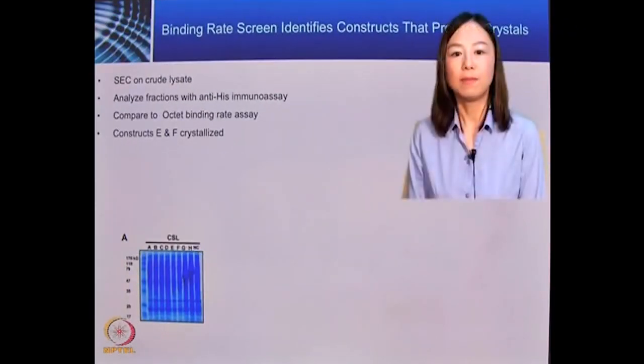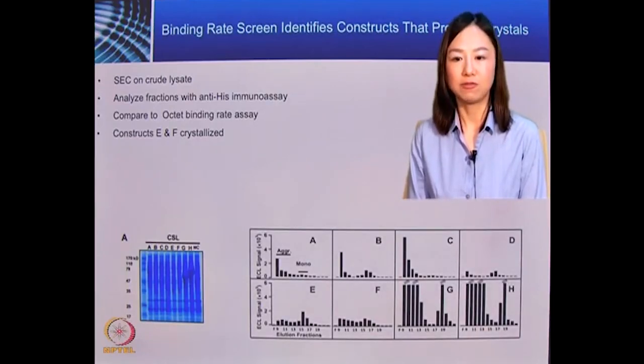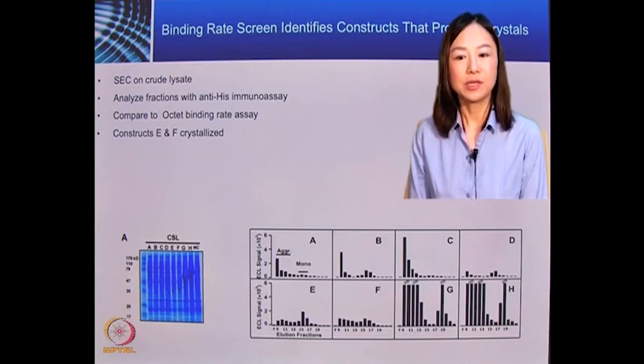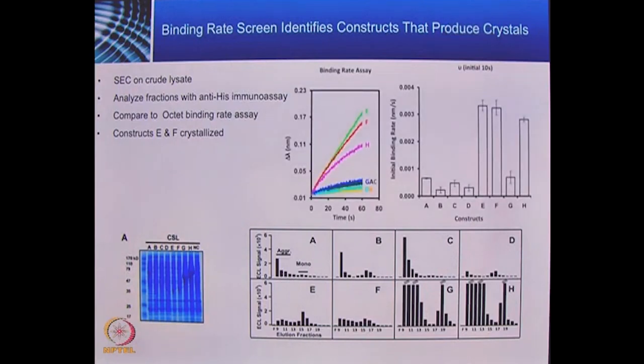In this particular research, the researchers first perform SEC, size exclusion chromatography, on a crude cell lysate. From there, they can get a pattern distribution of the different constructs. And by using SEC analysis, they can identify which portion is the soluble portion and which portion is the aggregated portion. At the second step of the study, the researchers then express the different constructs in E. coli and use BLI technology to analyze the binding of the expressed protein to the biosensors with anti-His antibody immobilized on it.